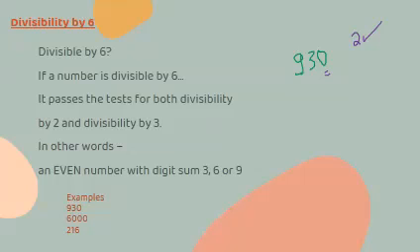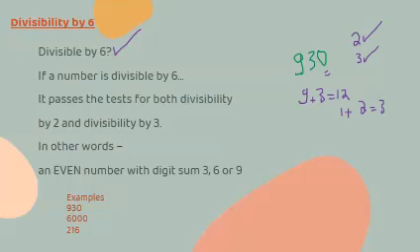Now let us check if this number is divisible by 3. What do I need to do? Add the digits. 9 plus 3 is 12. I got two digits, so I'm going to add again. 1 plus 2 is 3. I got 3. So this number is divisible by 2 and by 3 at the same time. So if it's divisible by 2 and 3 at the same time, then it's divisible by 6. Okay? You have to check both of them.